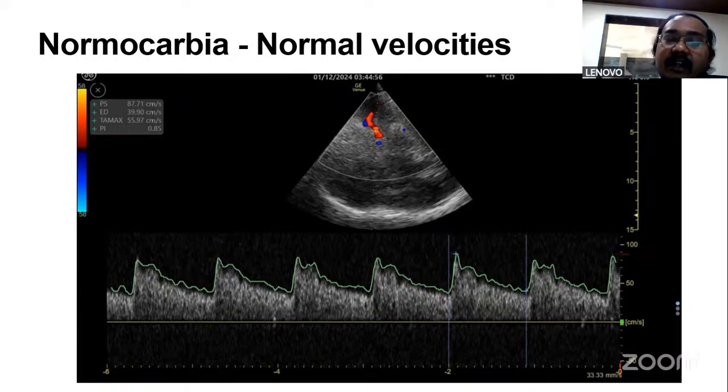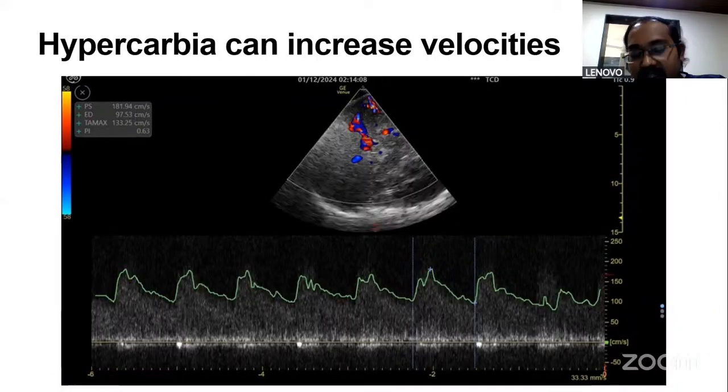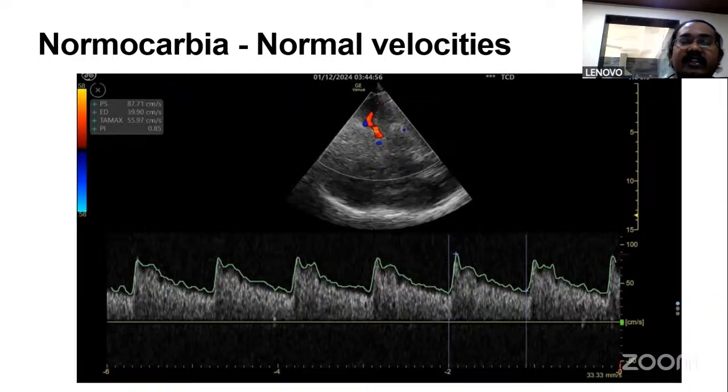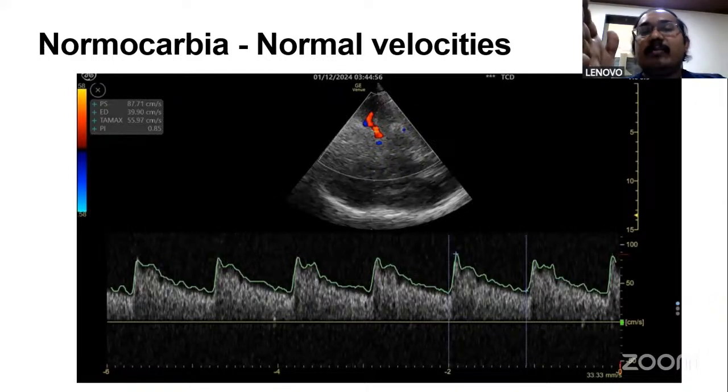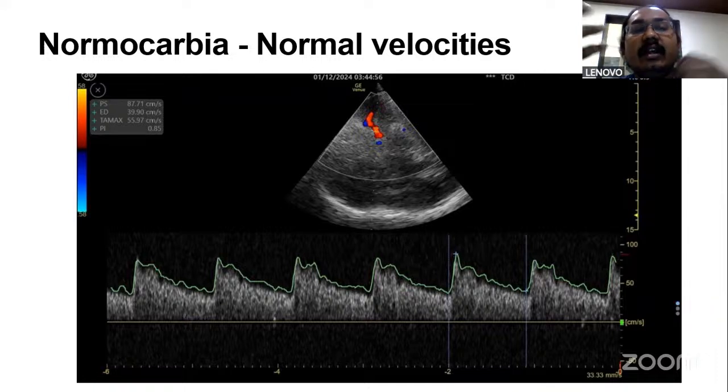So then we corrected the ventilatory parameters, and you can see that we again did a TCD at 3:45, and we have got normal waveforms. So the TAMAX is 55 for MCA. The peak systolic is 87, which are normal. And you can see compared to the previous ones, the velocities have now been normalized. So whenever there is an increase in PaCO2, the distal bed dilates, and there will be an increase in flow. So that is why the velocities increase in hypercarbia. And once we normalize it, the velocities come down to normal.